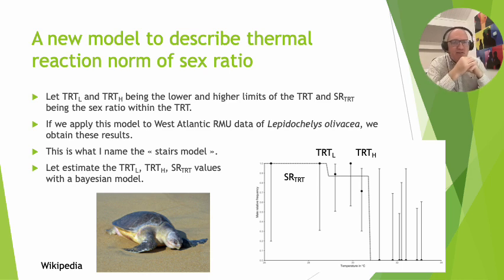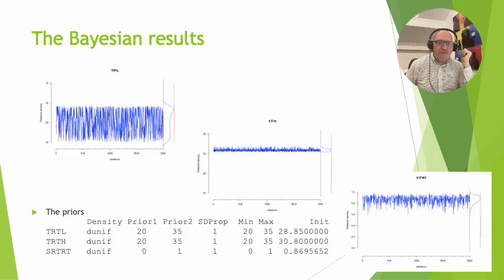Let's estimate the TRTL, TRTH and SRTRT values with a Bayesian model. The code is in the description of this video. The Bayesian results are here. Top left, the posterior of the TRTL, at the center, the posterior of the TRTH, and at the right, the posterior of the sex ratio within the TRT.